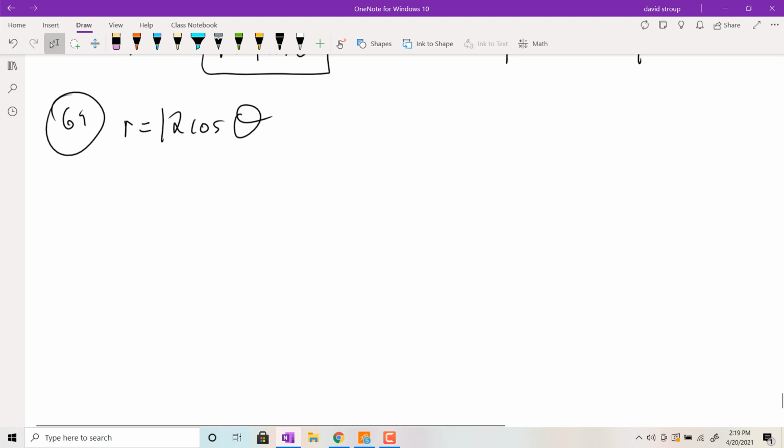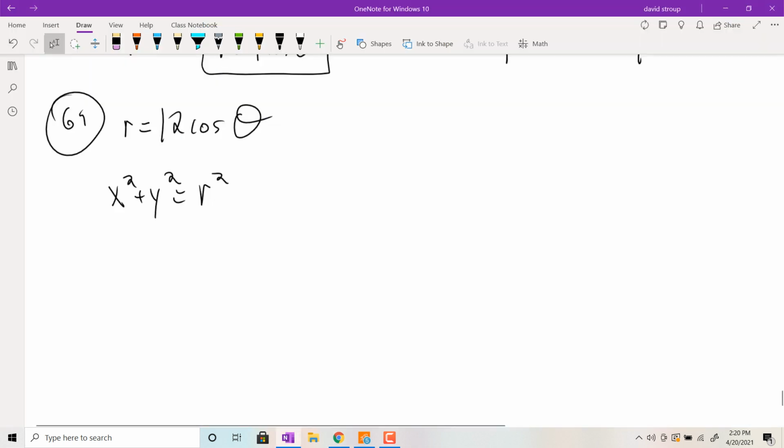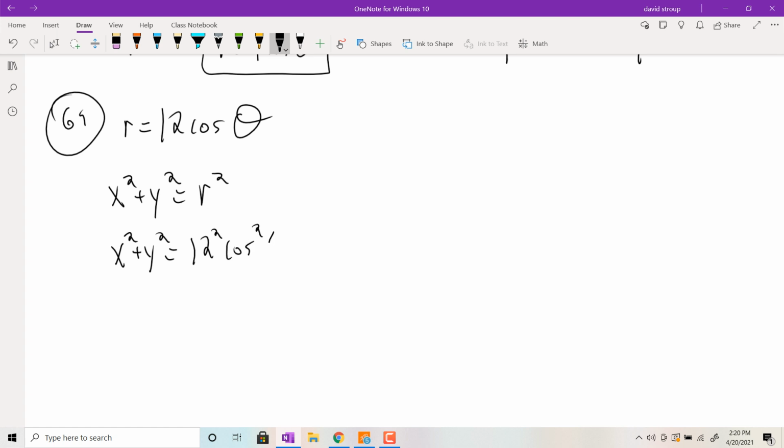So let's convert. I noticed that x squared plus y squared is equal to r squared. That's one of my other conversion formulas on the formula sheet down here, real small. It's from the Pythagorean Theorem. I could replace the r squared then, so I have x squared plus y squared equals 12 squared cosine squared theta. This doesn't seem to help very much, but let's think about what x and y are in terms of cosines and sines.